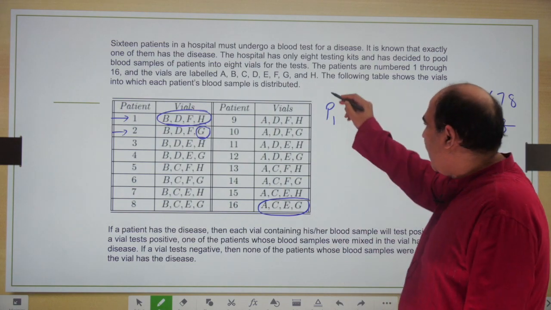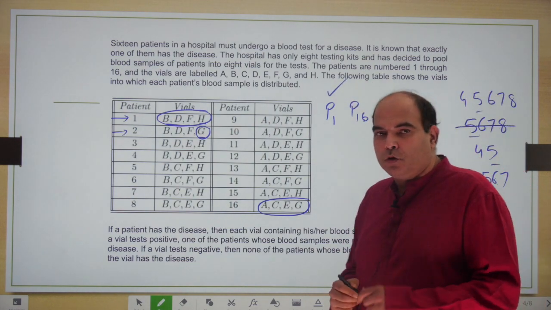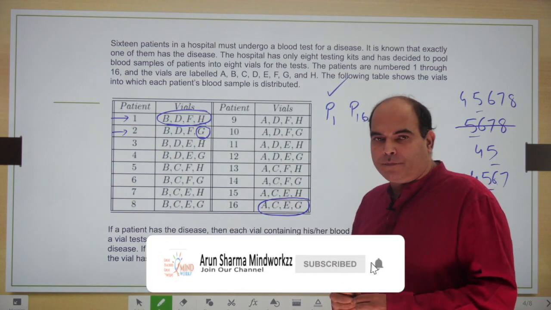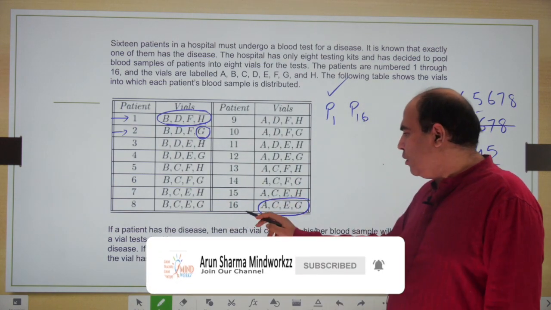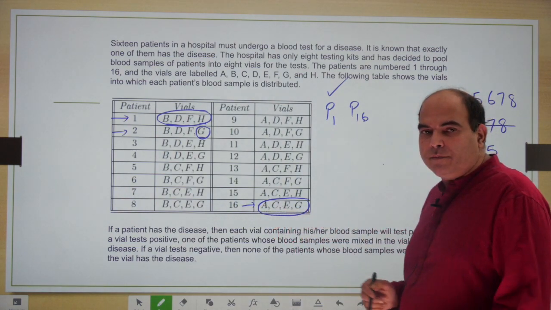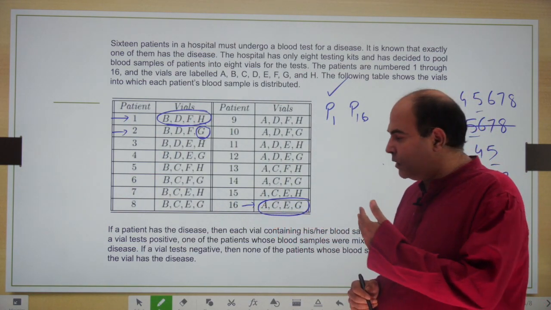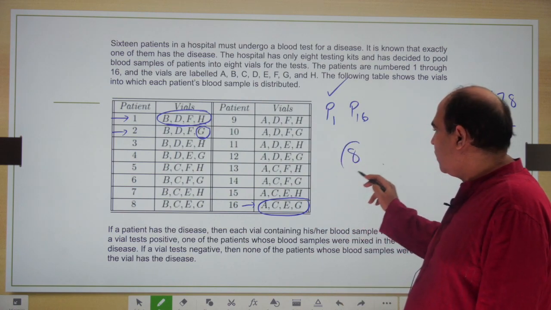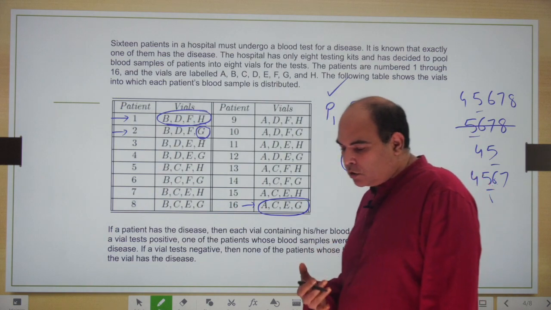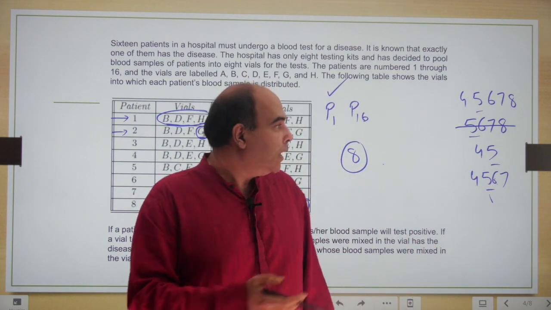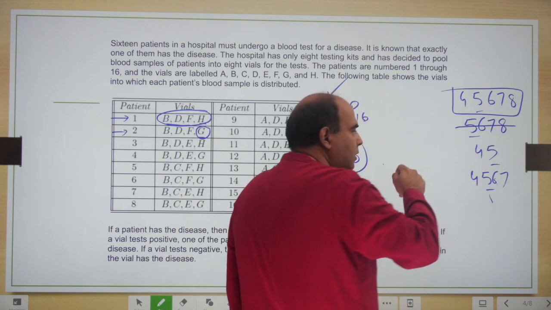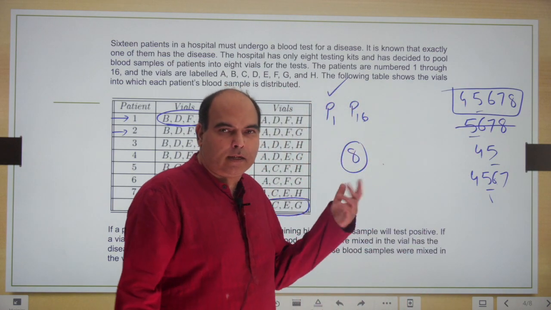And let's say P1 has the disease. So P1's blood is going into BDFH, all will turn positive. And P1's blood is also going into ACEG. And because P1 has the disease, these will also turn positive. So there will be a total of 8 positives in such a case, which means 4 is also possible and 8 is also possible. And there's only one option that includes both those numbers of vials, between 4 to 8, and that's the correct answer.